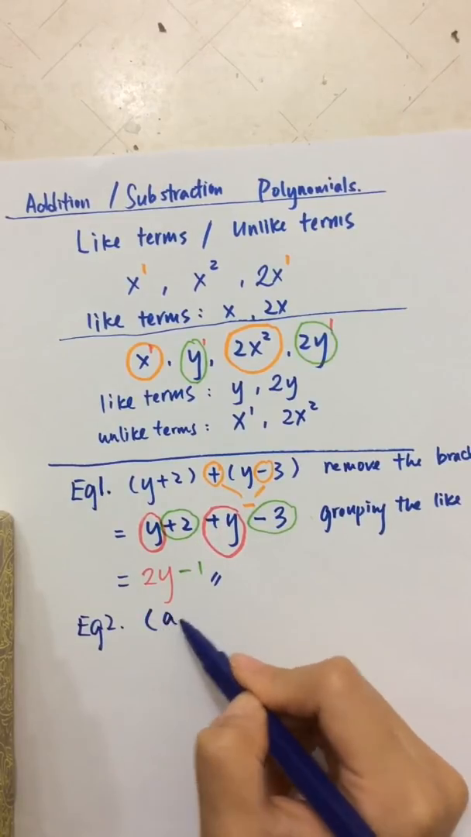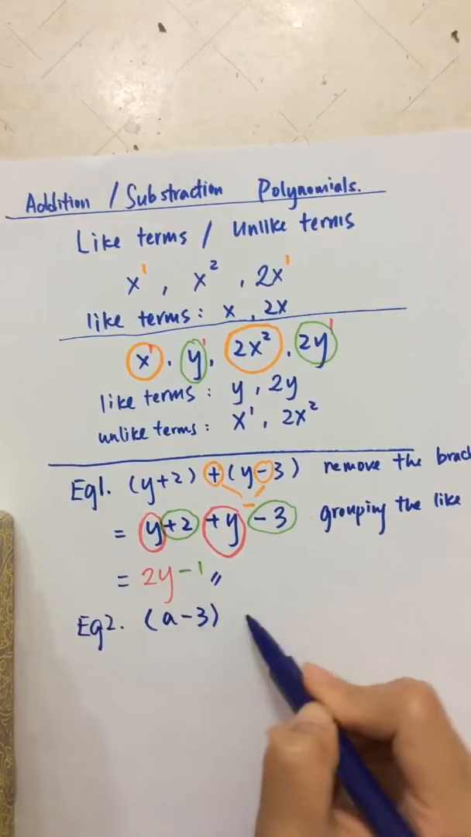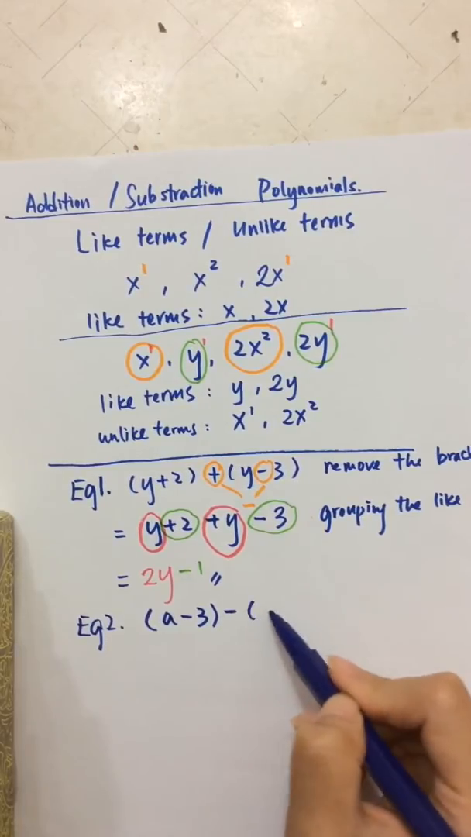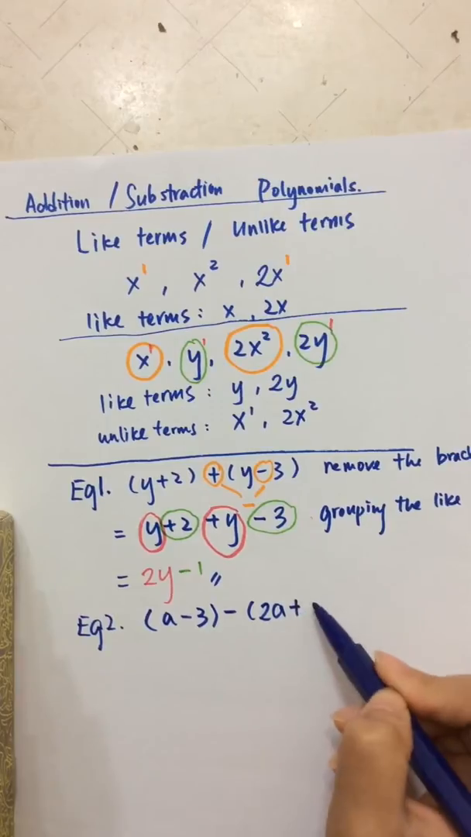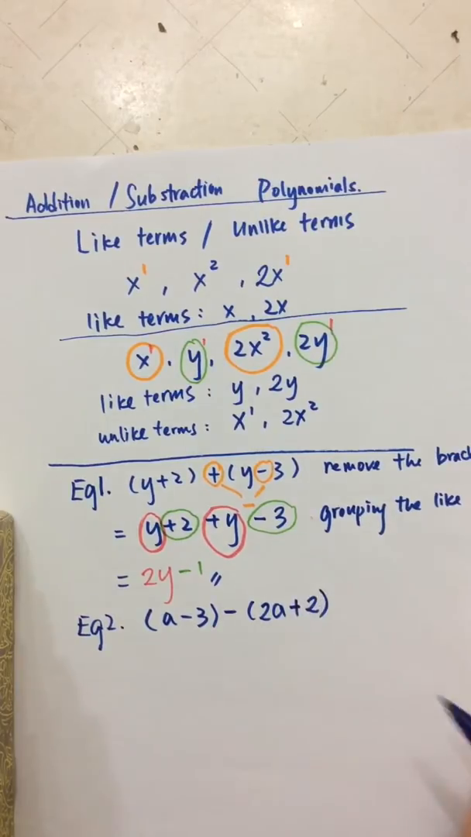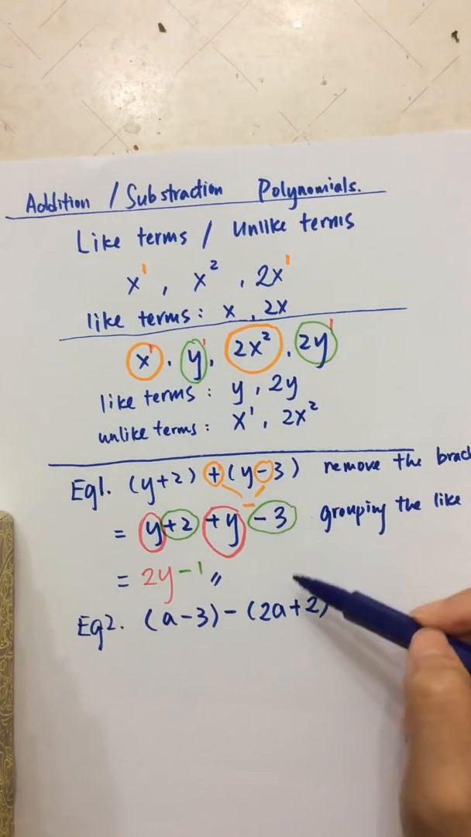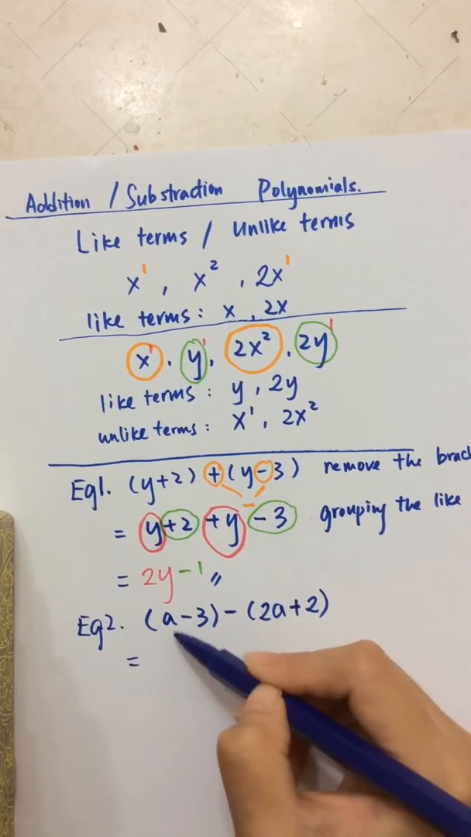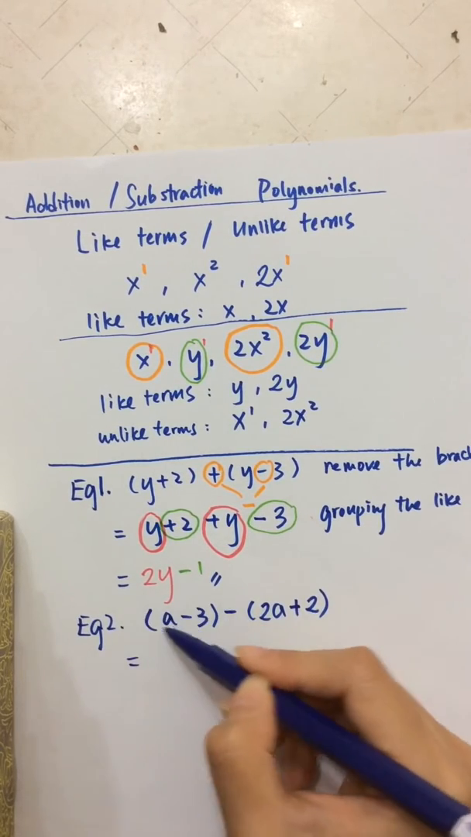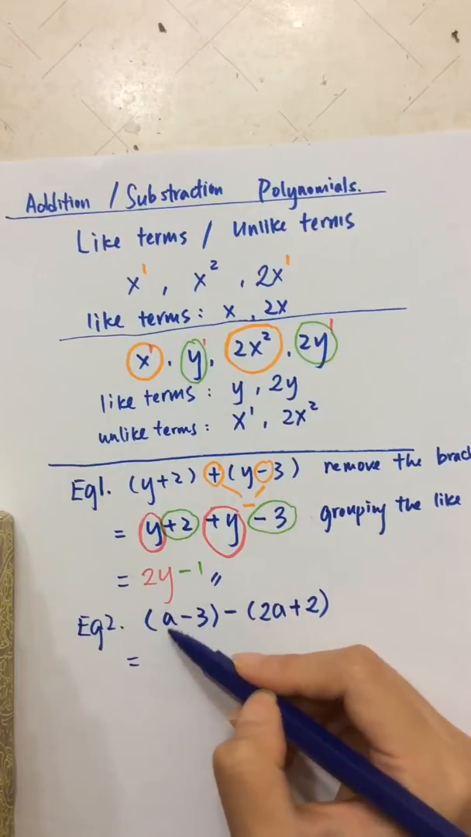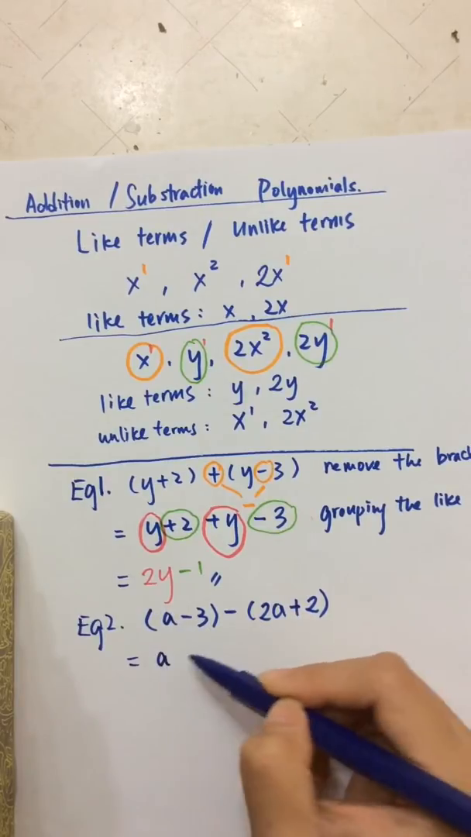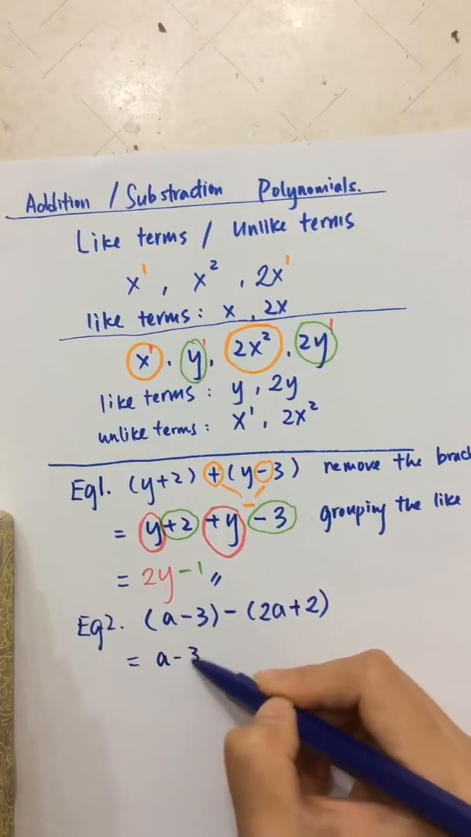From here, a minus 3, and then minus 2a plus 2. So what will you do? For the first step, remember you need to remove the bracket. For the first one, you no longer need to consider the symbol, just copy the numbers in the bracket.